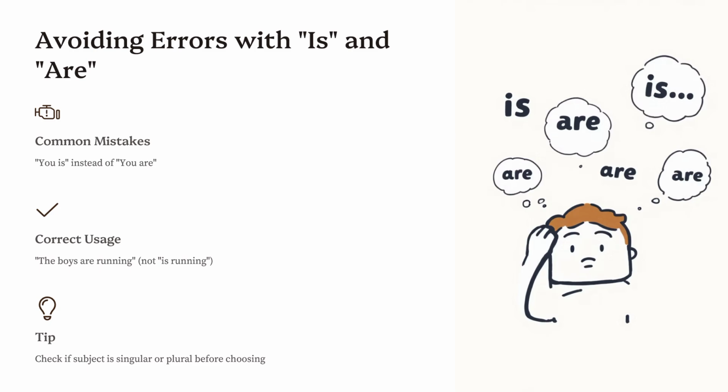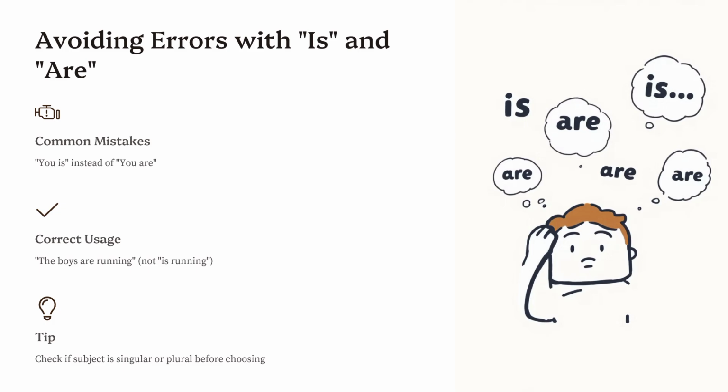So that simple question will guide you towards the correct choice every single time. So here's a tip that can really save you from making these kinds of mistakes. Before you choose is or are, take a close look at the subject and ask yourself these two questions. The first question is, is my subject singular or plural? And then the second one is, is my subject one of the special pronouns like you that always takes are?